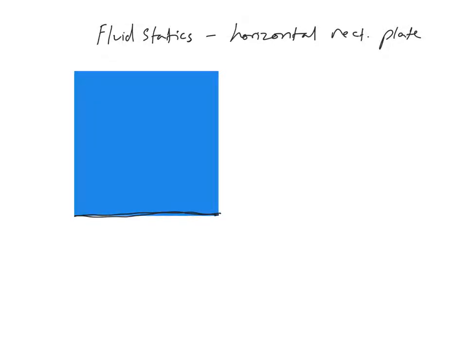Okay, now here we have the case of a horizontal rectangular plate. We're going to call this depth right here h, and here it's quite simple. We're looking for the pressure on this plate. The pressure distribution is just a rectangle. And you can probably figure out yourself what the equation is for the pressure on that plate.